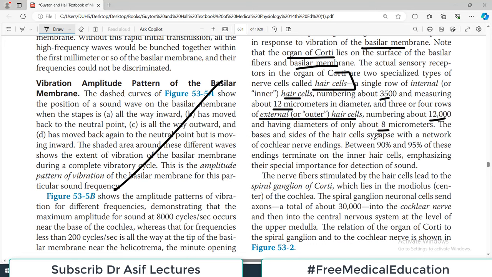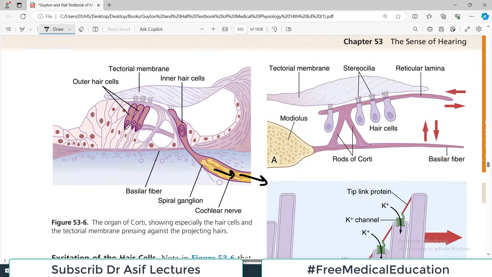The bases and sides of the hair cells synapse with a network of cochlear nerve endings. Between 90 to 95% of these endings terminate on the inner hair cells, emphasizing their special importance in the detection of sound. So we have outer hair cells and inner hair cells, both components of the organ of Corti, and these are the main cells which receive the depolarization signal and then transmit it to the cochlear nerve.